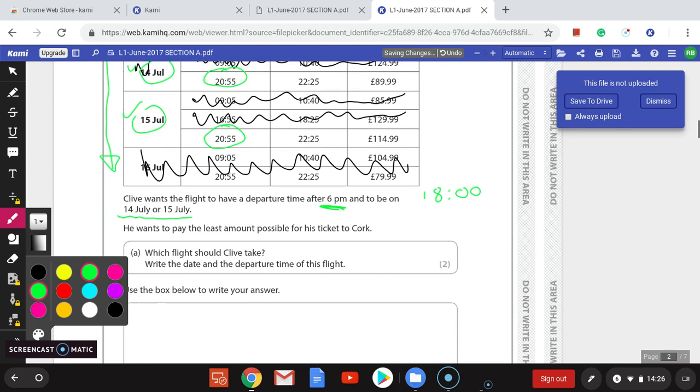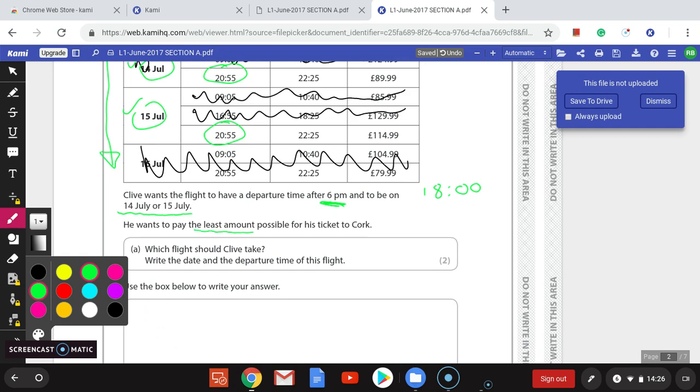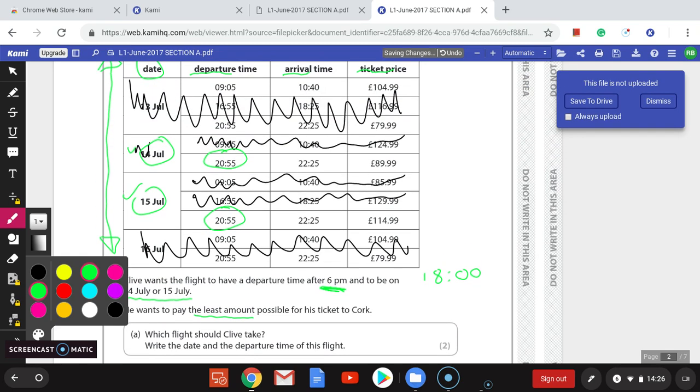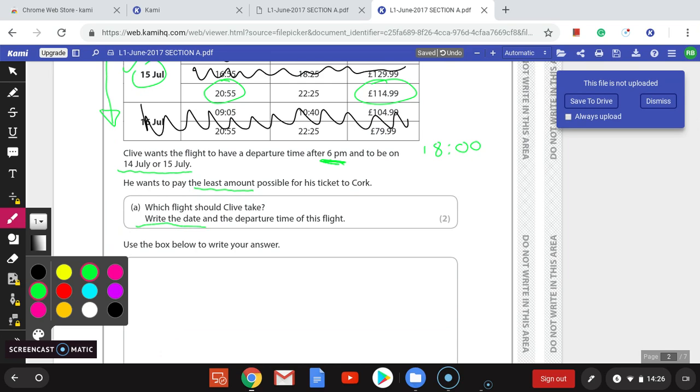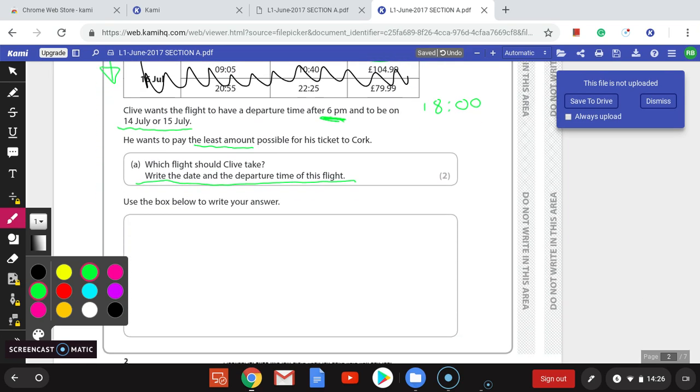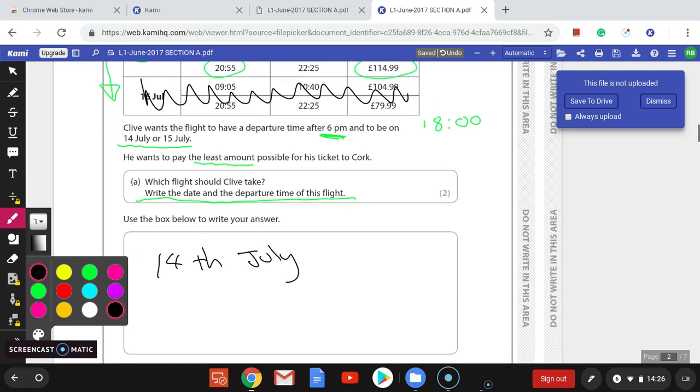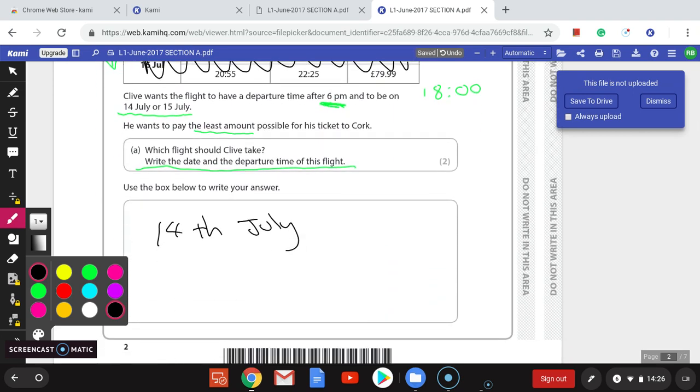Now, if you look at the question, he also says he wants to pay the least amount possible. So the prices for those two flights are £89.99 and £114.99. Well, we know which one's cheaper. It's the £89.99 one. It says here, write the date and departure time of the flight you've chosen. So you need to write the date, which is 14th July. You need to write the departure time, 8:55, and that is the answer to the question.